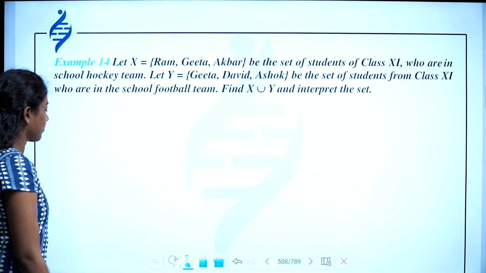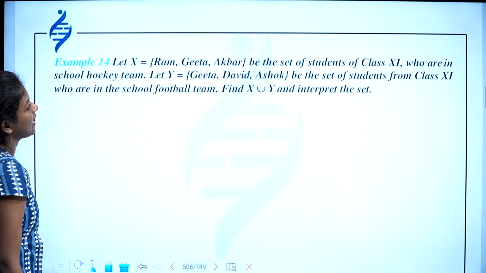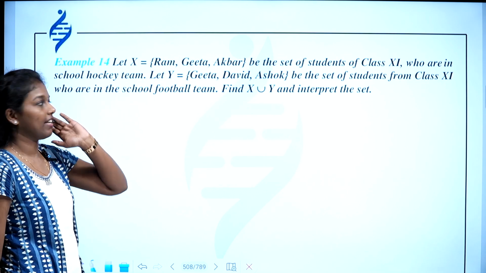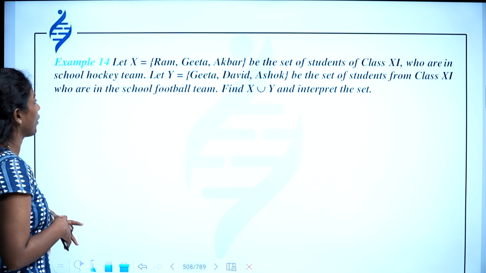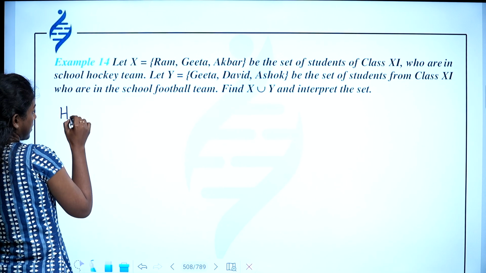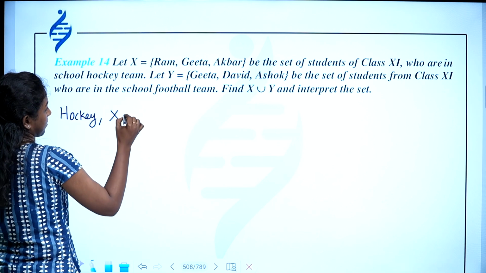Then let X be equal to Ram, Geeta, Akbar. So X is having Ram, Geeta and Akbar. Then the set of students of class 11th who are in a school hockey team is X.